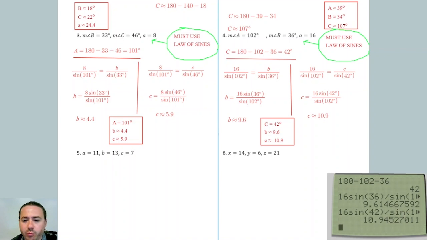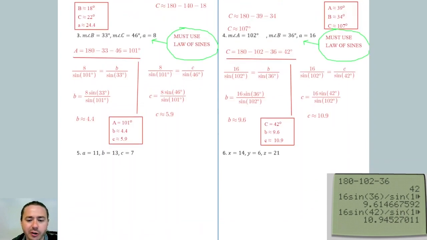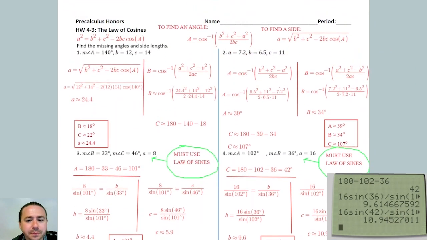So number 5, we're getting back to the law of cosines here. Could probably just skip 3 and 4. We already did so much practice with law of sines already. But this is going to be a problem like number 2, where we're given all 3 sides and we need to find the 3 missing angles.